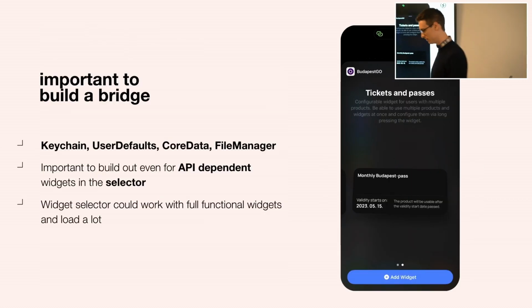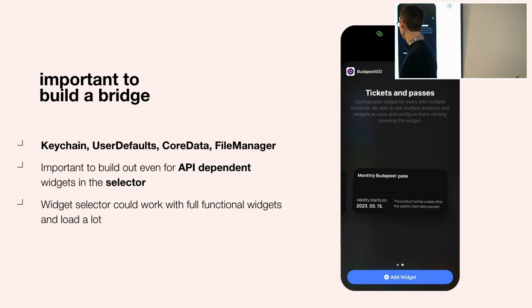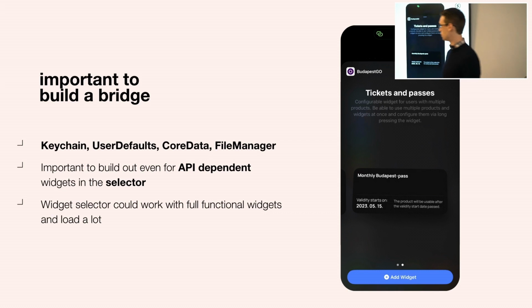Another important thing to mention is how these widgets work and what they show. On the right side, you see a widget selector, which is initially shown to the user when you add new widgets to your home screen. It's important to build fast and easily accessible data between your host application and a widget, and the reason is that we have fully working widgets in the preview already. You could have a weather widget or a news widget that works off API services where you need some sort of data.